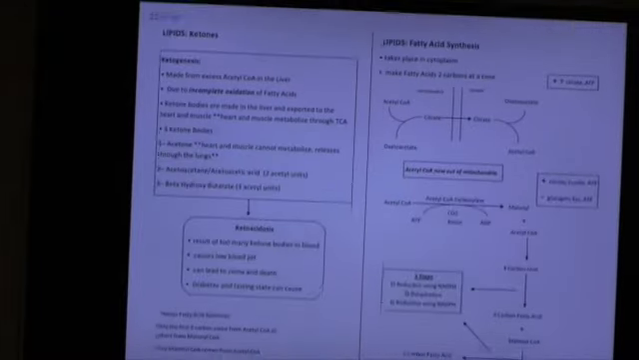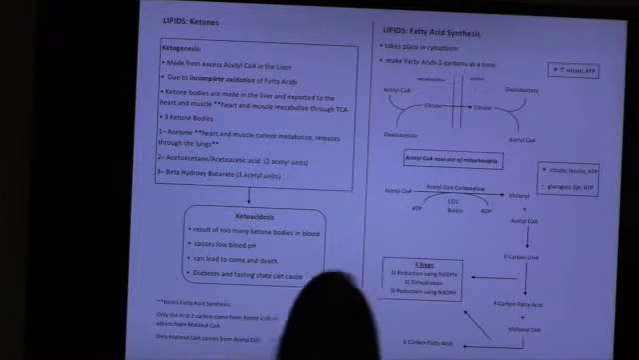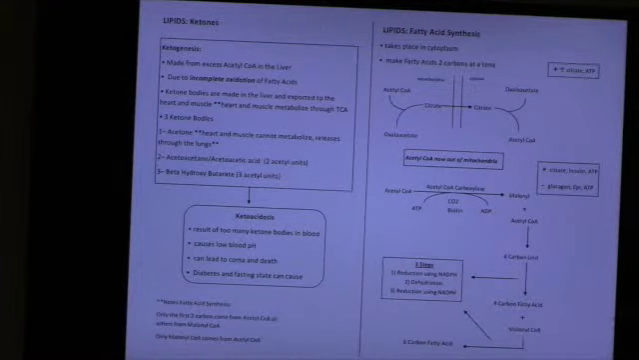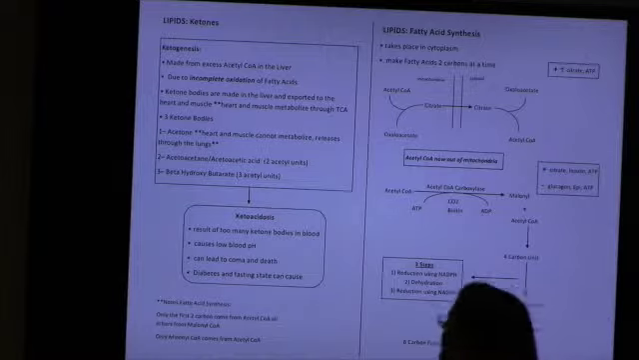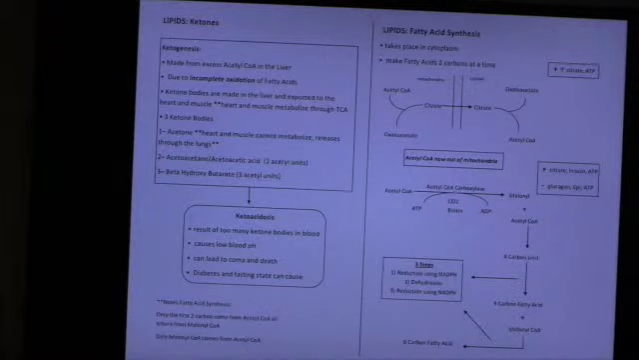So let's talk about those ketones. Ketogenesis: ketones are made from excess acetyl-CoA in the liver due to incomplete beta oxidation. They're made in the liver and exported to the heart and the muscle. Most of the time they can be metabolized through the TCA cycle there. So let's talk about our three ketones. The first one is acetone. Everybody heard this one?